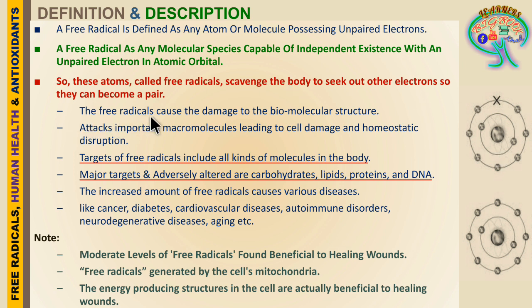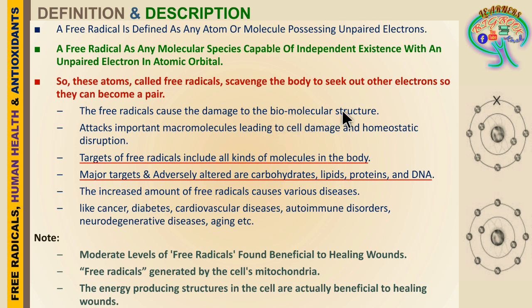Now, free radicals cause damage to biomolecular structures. Each biomolecular structure, such as carbohydrates, has carbon, hydrogen and oxygen atoms. When these free radicals, which accept or donate electrons because of the loss of an electron from their pair, react, they can react with any biomolecular structure.